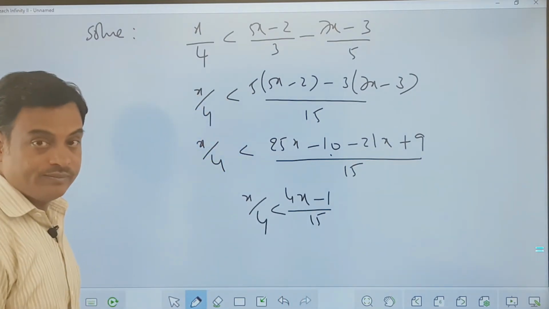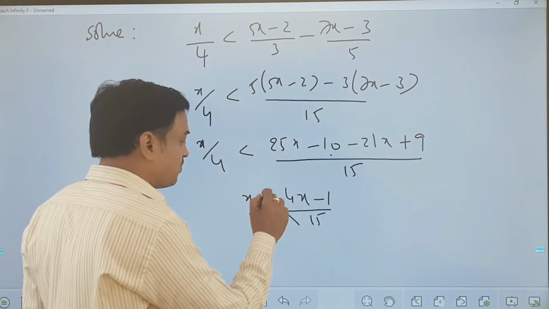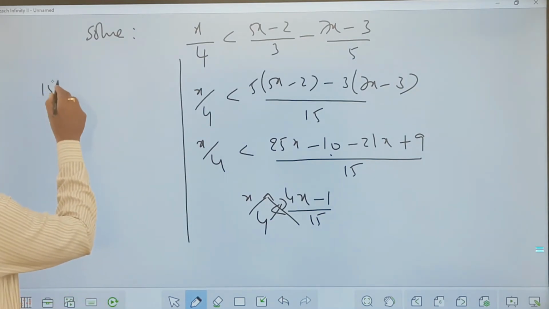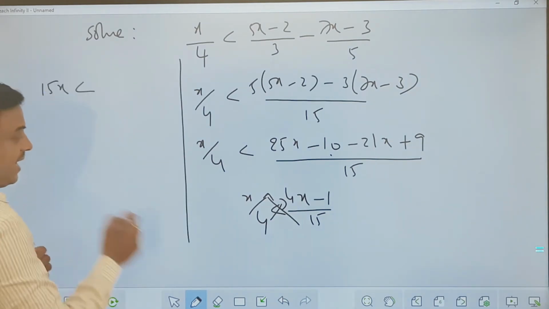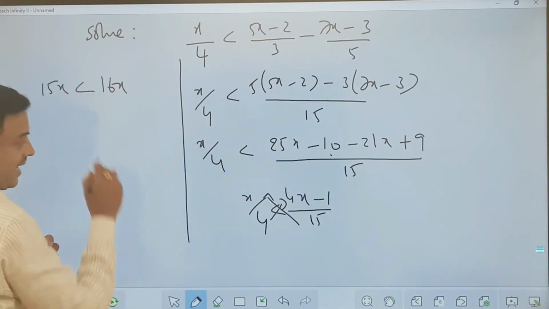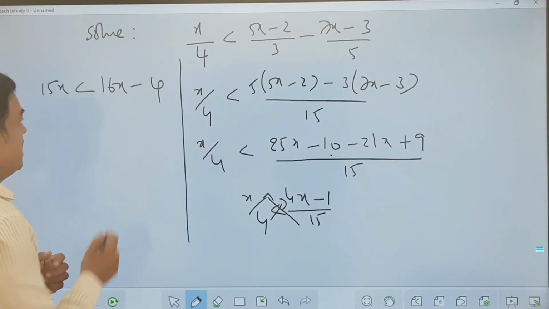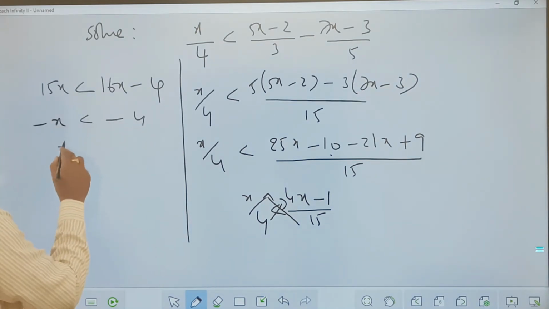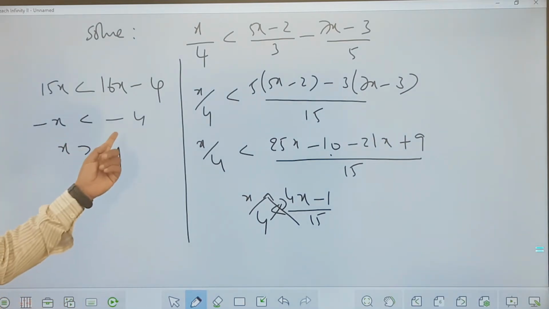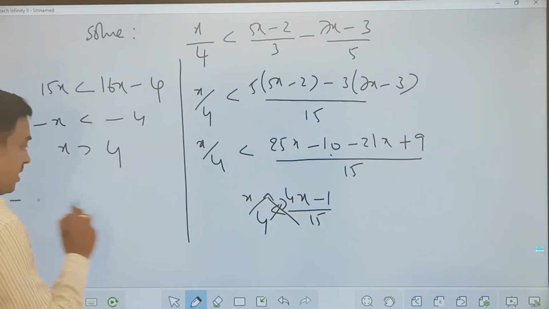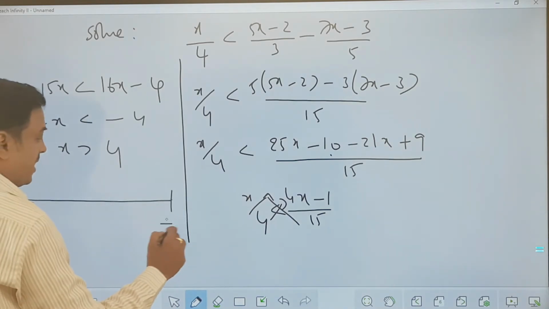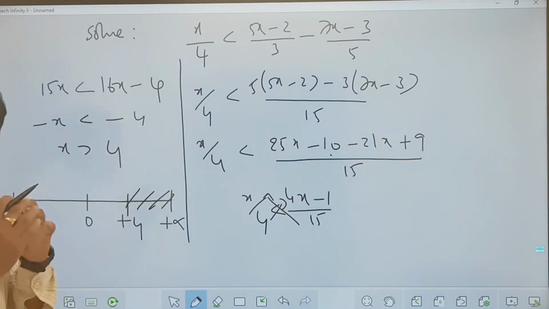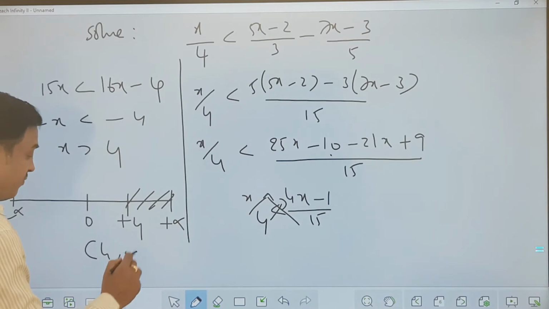and this is x by 4 you have. Now you cross multiply here in this case. You can cross multiply because both are positive values, and that would be 15x less than 4 into 4, 16x, and there you have minus 4. So send this 16x to the other side, it will be minus x less than minus 4. I am changing the sign, so x should be greater than 4. Since I have changed the sign, x has to be greater than 4. So here you can say between minus infinity to plus infinity, 0 and plus 4, all the values from 4, 4 not included. So the answer is 4 to infinity.